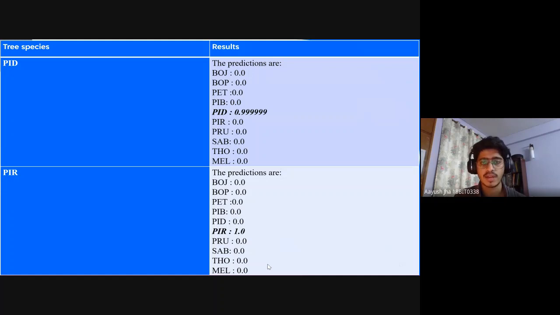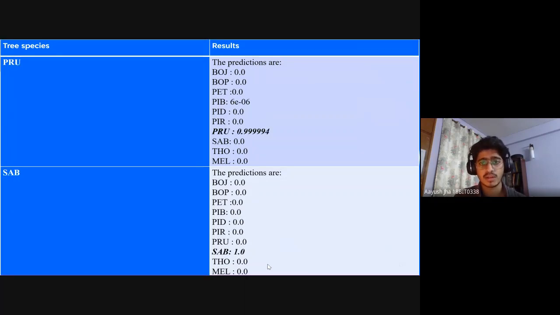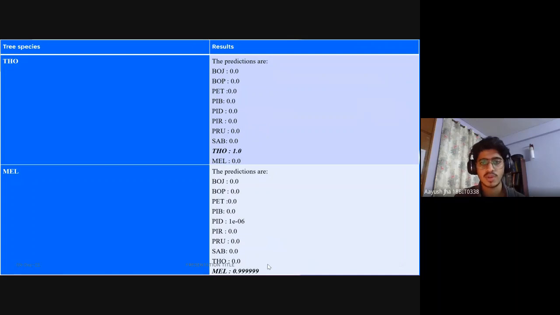In PIR, we get 100% accuracy. In PRU, we get a 99% accuracy again. In SAB, we get 100% accuracy. In THO, we get 1.0, which is again 100%. And in MEL, we get a very close 99%.